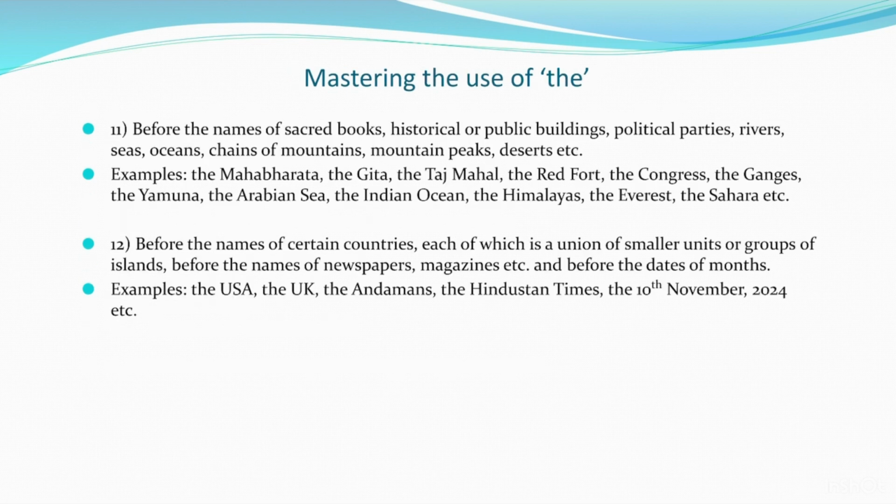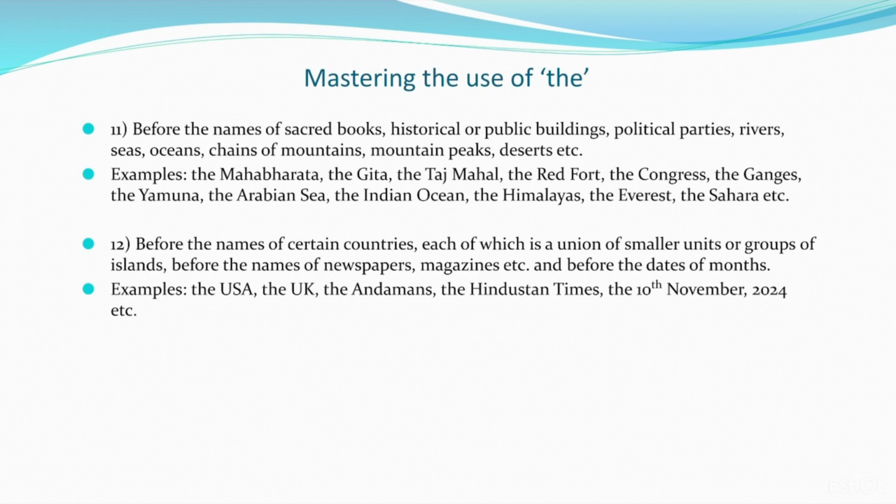Next is before the names of sacred books, historical or public buildings, political parties, rivers, seas, oceans, chains of mountains, mountain peaks, deserts, etc. We have read all these examples in our childhood also, like the Mahabharata, the Gita, the Taj Mahal, the Red Fort, the Congress, the Ganges, the Yamuna, the Arabian Sea, the Indian Ocean, the Himalayas, the Everest, the Sahara, etc.